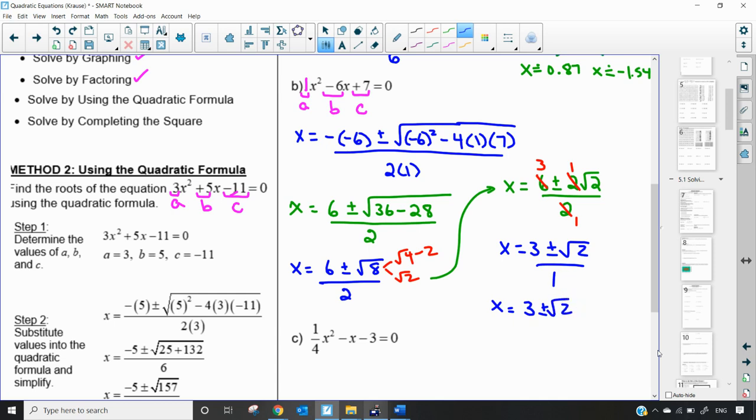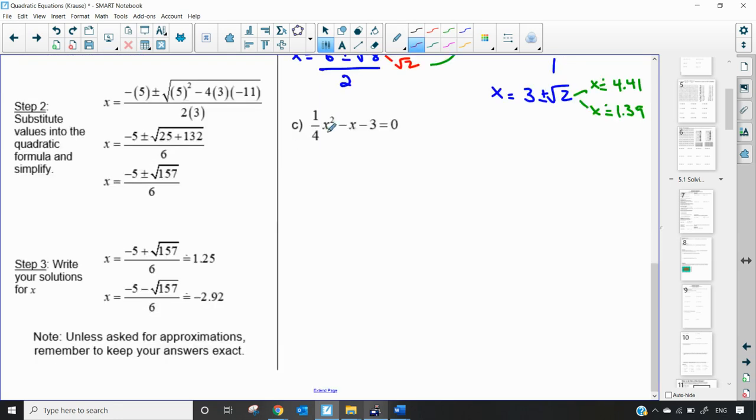And again, we can check that on our calculator. We would have 3 plus root 2 and 3 minus root 2. So our approximations, if we were checking this with our calculator, would be 4.41 and 1.39. Now moving on to one more example here, we have 1/4 x squared minus x minus 3.